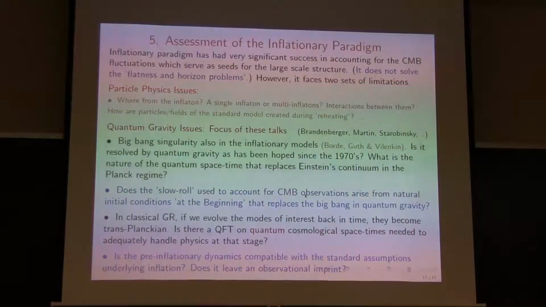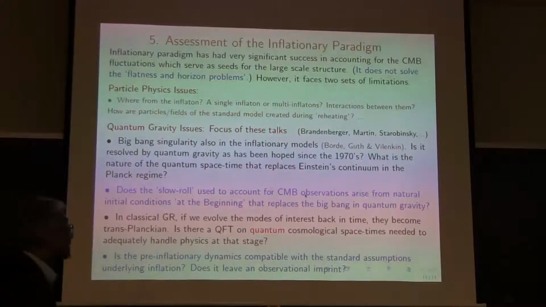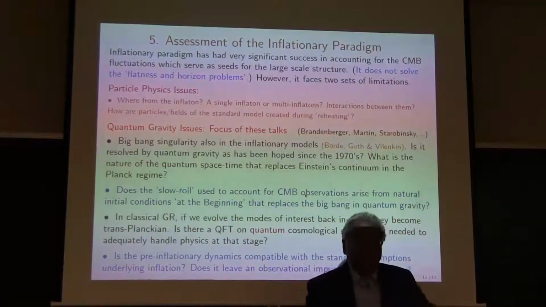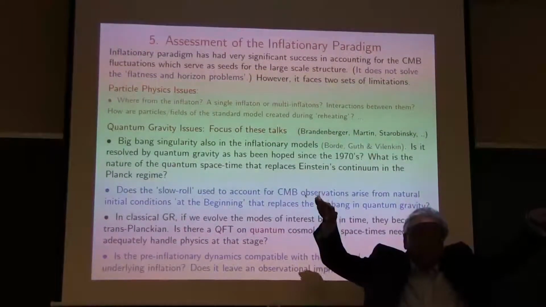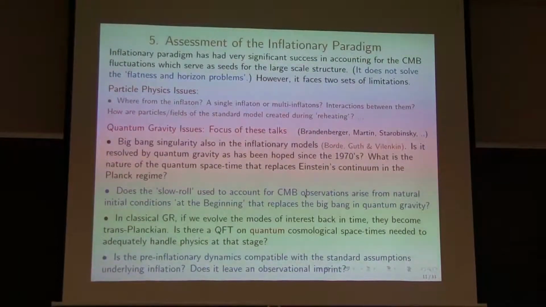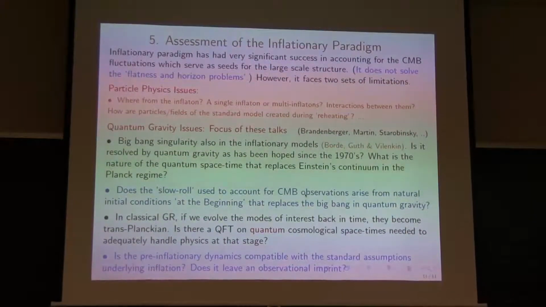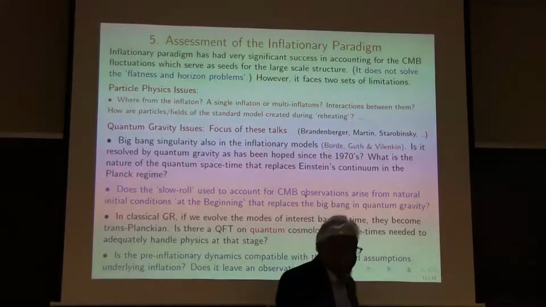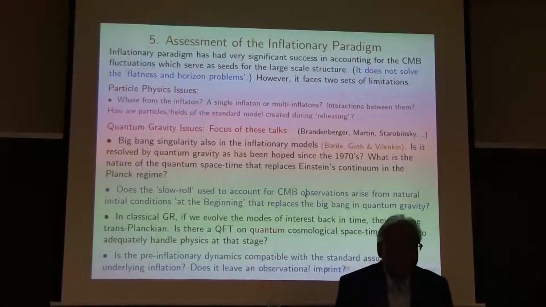But there are many open questions. From a particle physics perspective, where does the inflaton come from? Is there a single inflaton or multiple inflatons? What is the interaction between them? How are the particles and fields of the standard model created in this inflationary process? The general idea is that at the end of the inflation, the inflaton comes to the bottom of this potential and does some oscillations, and as it oscillates, it actually heats up the universe.